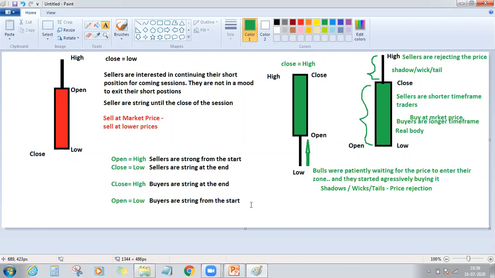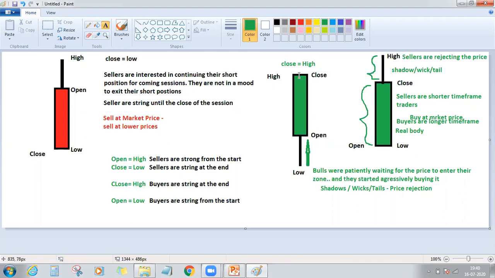There's a spelling mistake here. This is strong. Along with this, I'll also look at the length of the shadow and the length of the body. That will tell me that on that day, now see here, buyers were strong and they were able to exhibit this trend at the end.